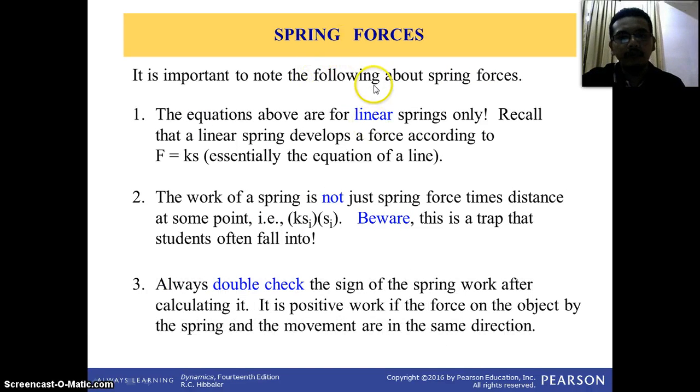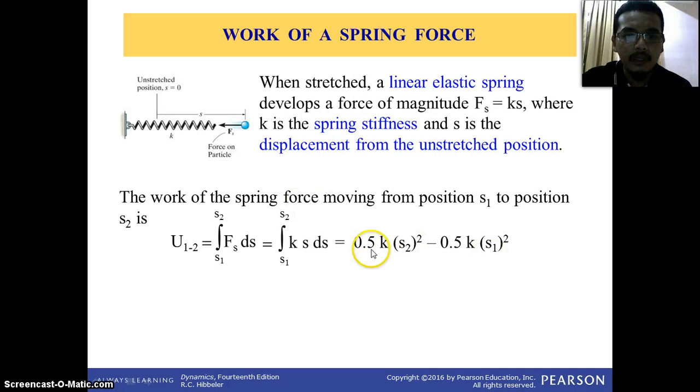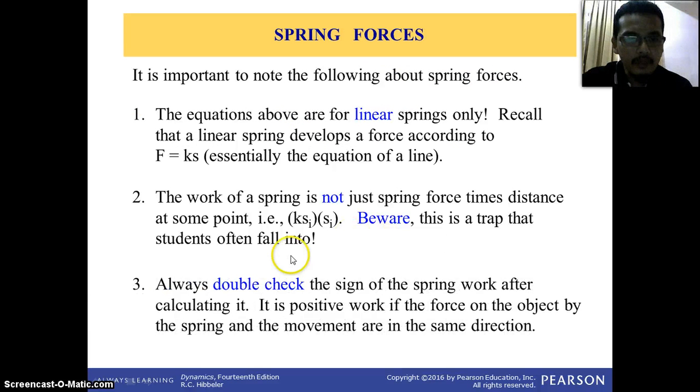It's important to note the following about spring force: the equations are for a linear spring only. Recall that a linear spring develops a force according to F equal to Ks, essentially the equation of 9. So work of a spring is not just spring force times distance. Beware, this is a trap that students often fall into, because F equal to Ks is just the force by a spring. For the work of the spring, we need to use the previous formula, this one. Finally, always double check the sign of spring work after calculating. It is positive work if the force on the object by the spring and the movement are in the same direction.